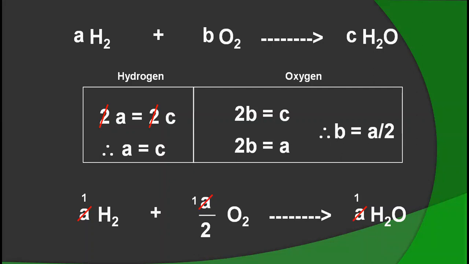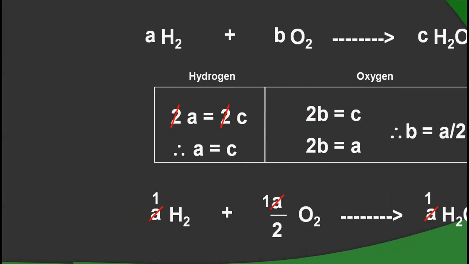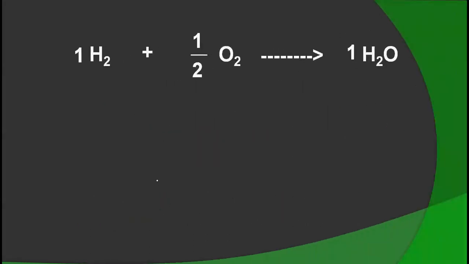So I have 1 here, and 1 by 2 in front of oxygen, and 1 in front of water. Thus it becomes 1H2 plus half O2 gives 1H2O. To eliminate this fraction, what I'm going to do is multiply all the reactants and products, or the numbers in front of the reactants and products, with the term in the denominator.